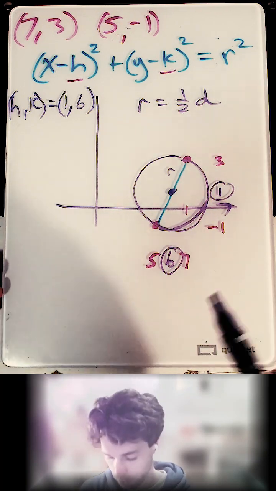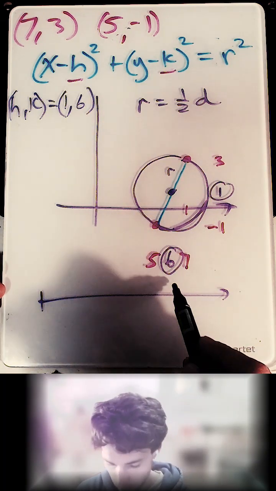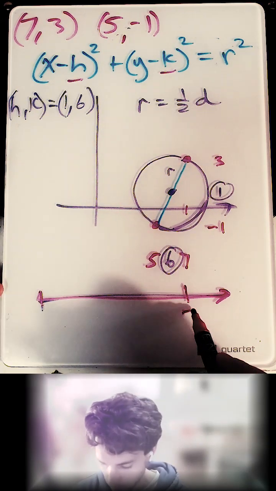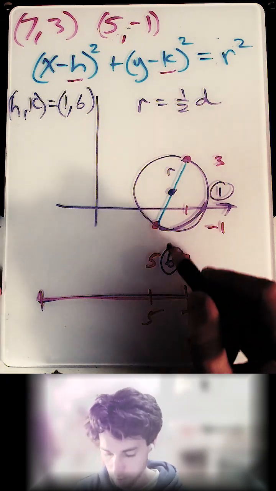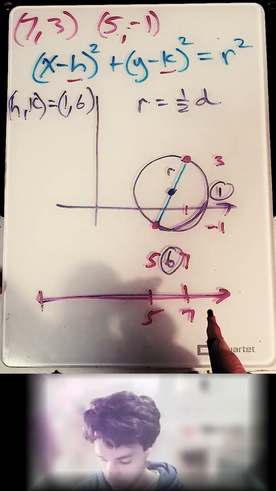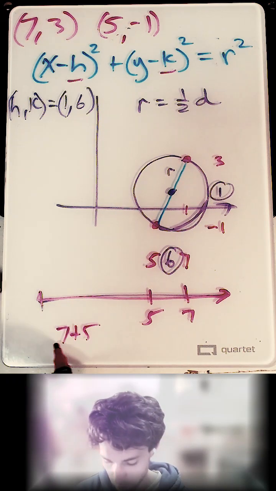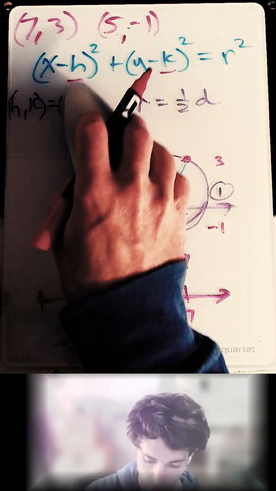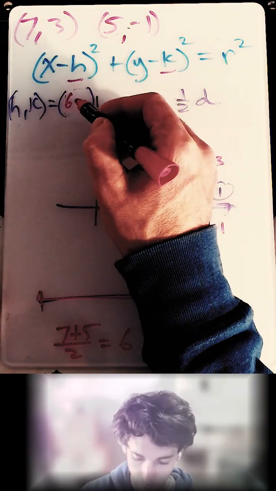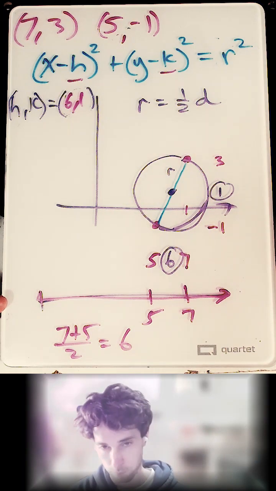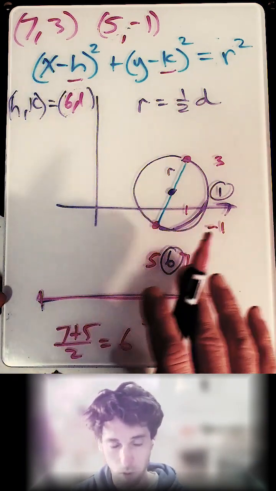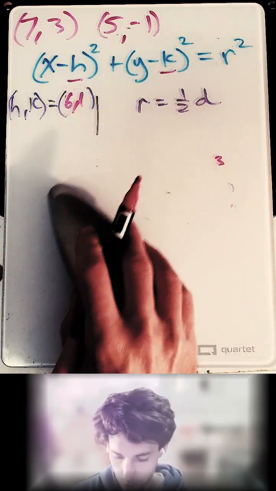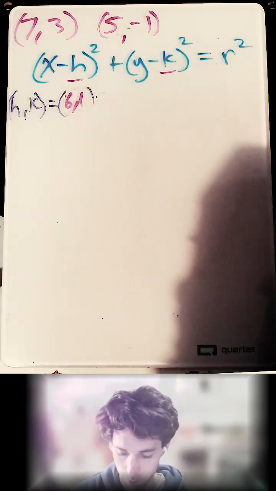So again, to see it visually, all you do is you have your 2 points. Let's say this is the x-axis. You have 7 and you have 5. To find the midpoint between 7 and 5, you just take 7 plus 5 and divide by 2. And that equals 6. Sorry, I wrote this in reverse. This is 6, 1. So that's how you find the midpoint visually and algebraically. Okay, so we found our midpoint, 6, 1.